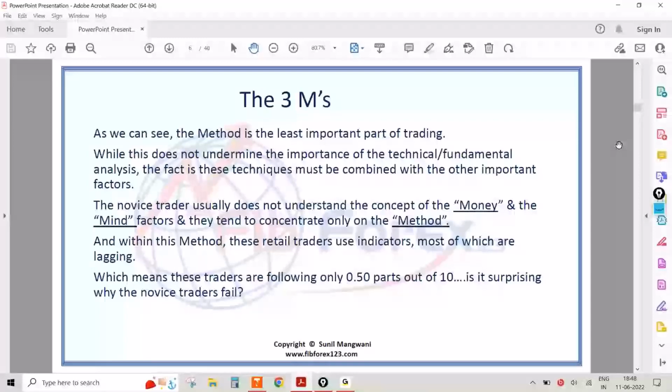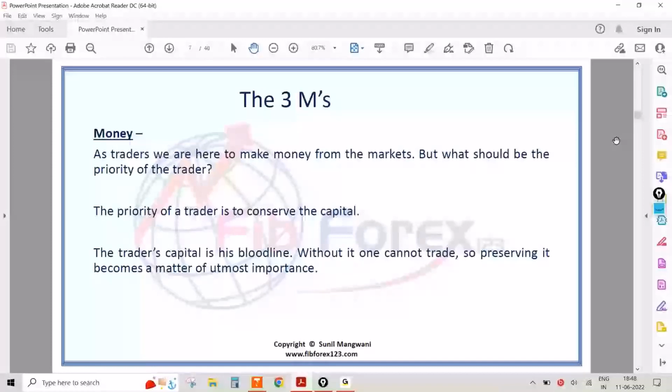So coming back to this, most people tend to concentrate on the method, and on the method they look at indicators. Everybody talks about indicators. So out of these 10 parts, the new trader follows only 0.5 parts. So is it surprising that this new trader really fails? It's not surprising. So let's talk about the 3M.